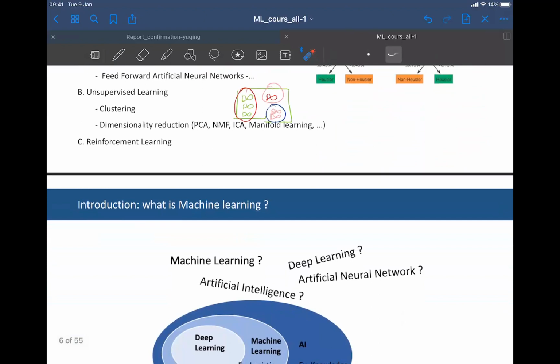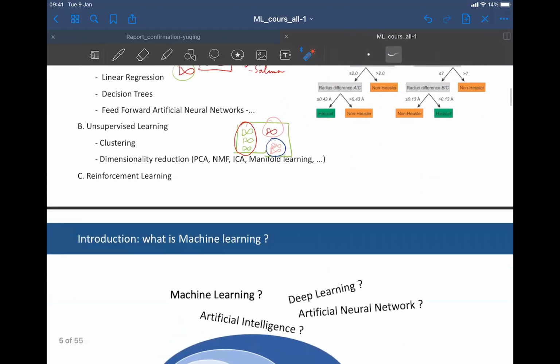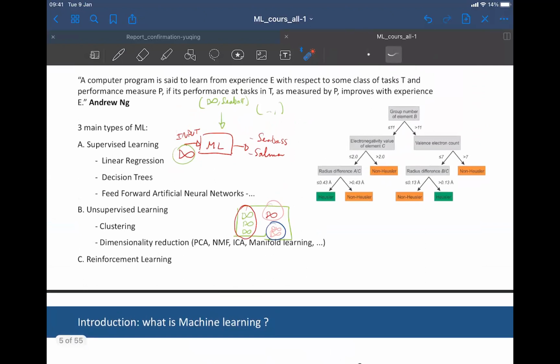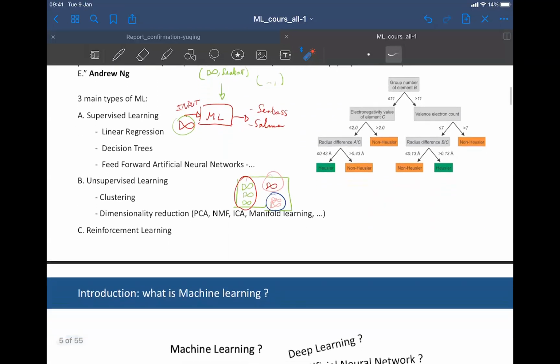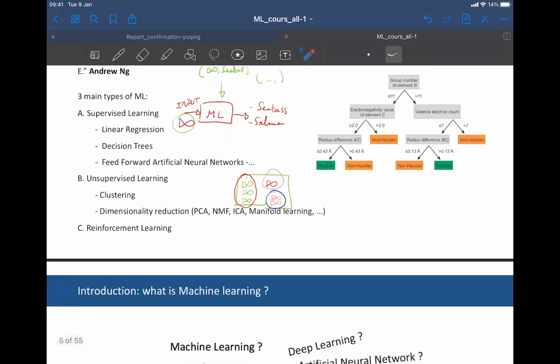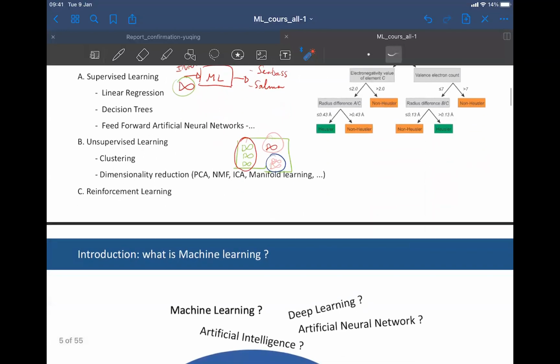We also have reinforcement learning, which is the idea that computers can learn from rewards. So it plays a game, you give a reward, and then from this reward, it tends to improve and learn to get better at each game it plays, basically.